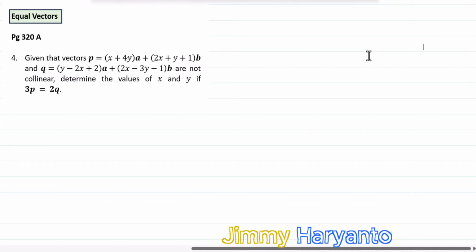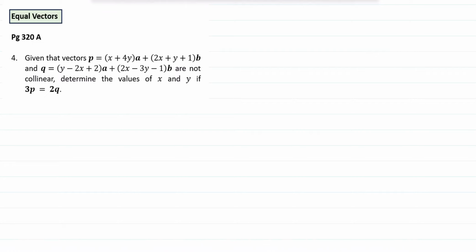Okay guys, this is the solution of your homework. First is page 320a, question number 4. Given that vector p equals (x + 4y)a + (2x + y + 1)b, and then we have another vector which is q, and the question says they are not collinear. Find the values of x and y if 3p equals 2q.